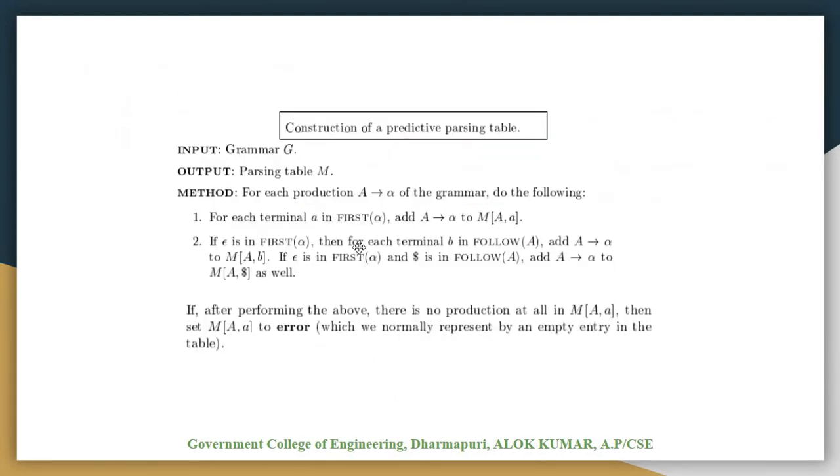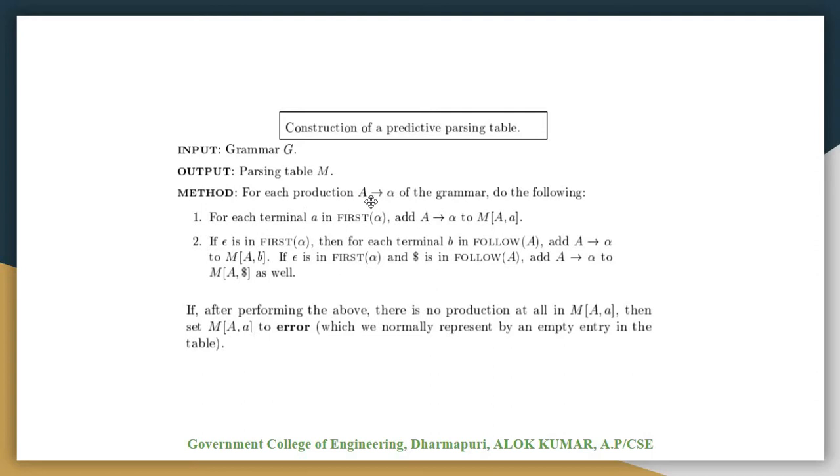This one is the algorithm to construct a predictive parsing table. For that, one input is required, that is grammar G. We will get one output, that is the predictive parsing table, and this is the method. Then how will we construct that predictive parsing table?